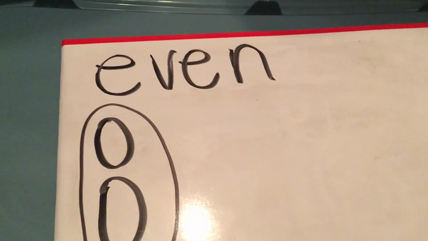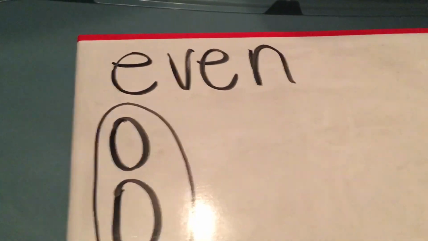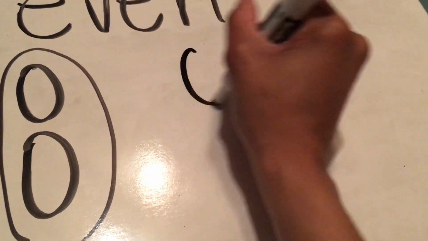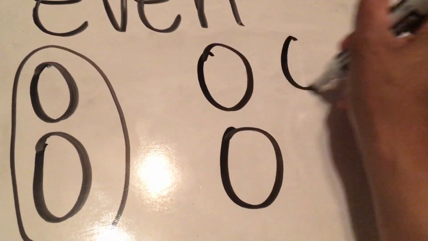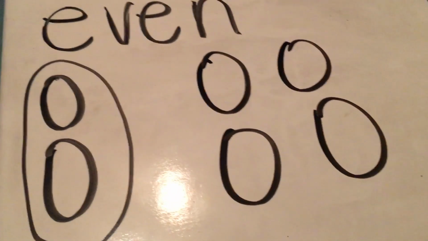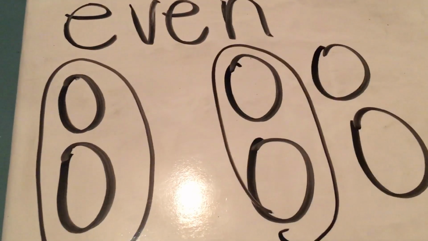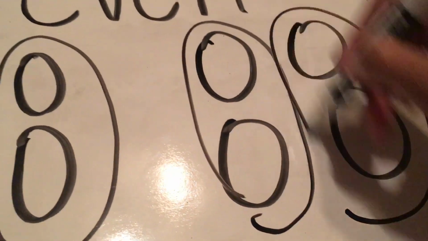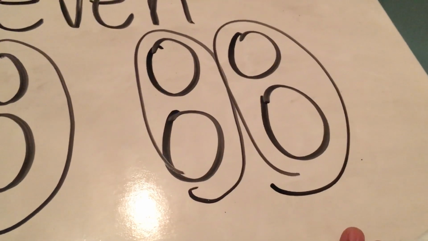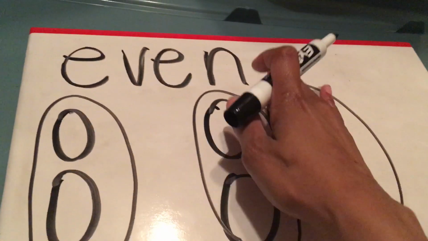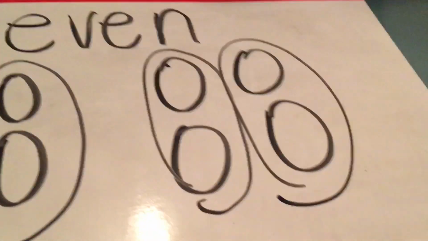Alright. My next number, let's say we could do 4. So I'm going to draw 4 circles. 1, 2, 3, 4. Remember, you're going to loop the pairs. So that's 1, 2. Alright, so if you look, I don't have anything left over. So 4 is also an even number.